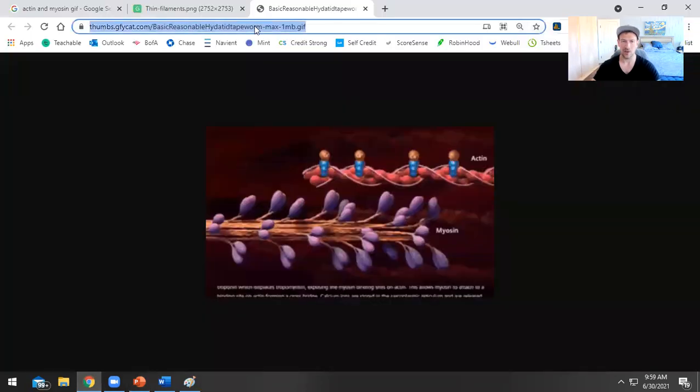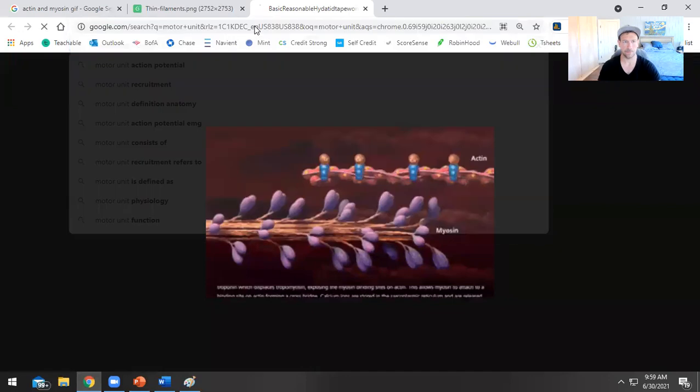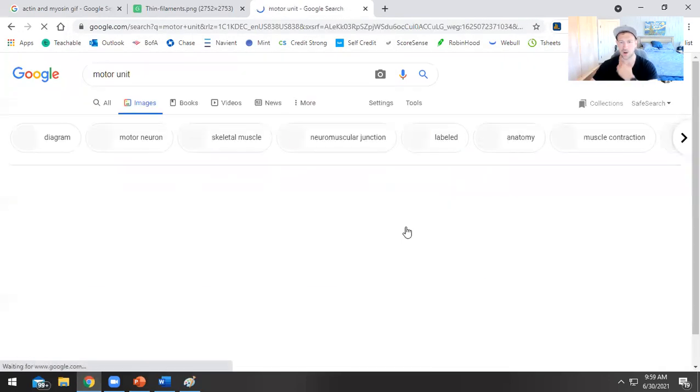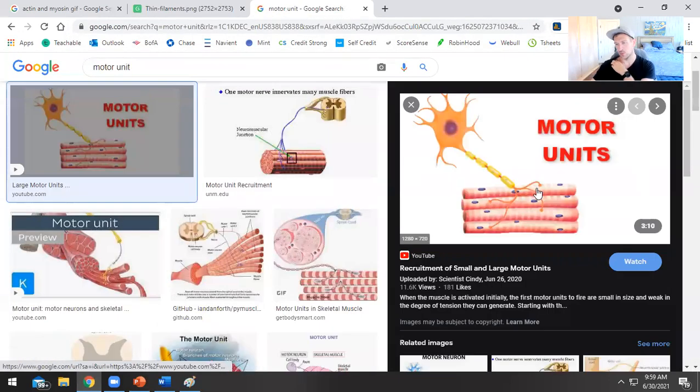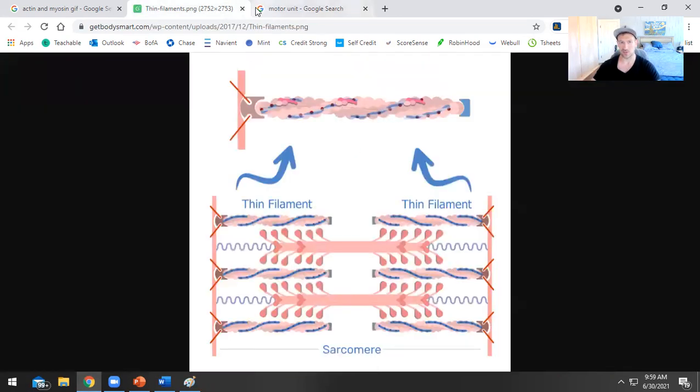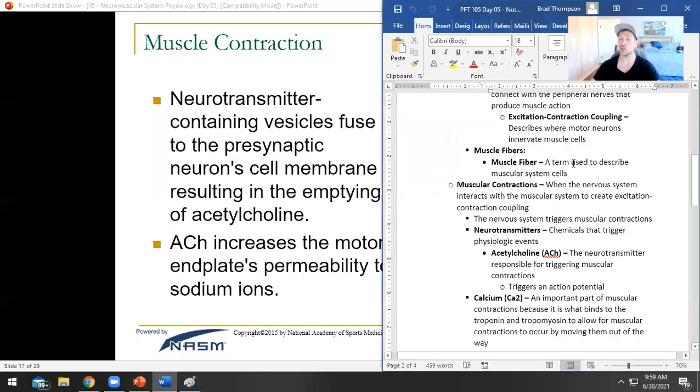Let's take a look at a motor unit so we can zoom out a little bit. We're basically just zoomed in right here on this little connection point. So here's a neuron, there's its tail, and there's where it's interacting with 1, 2, 3, 4 different muscle fibers, right? Or 4 different muscle cells. So that's a motor unit.